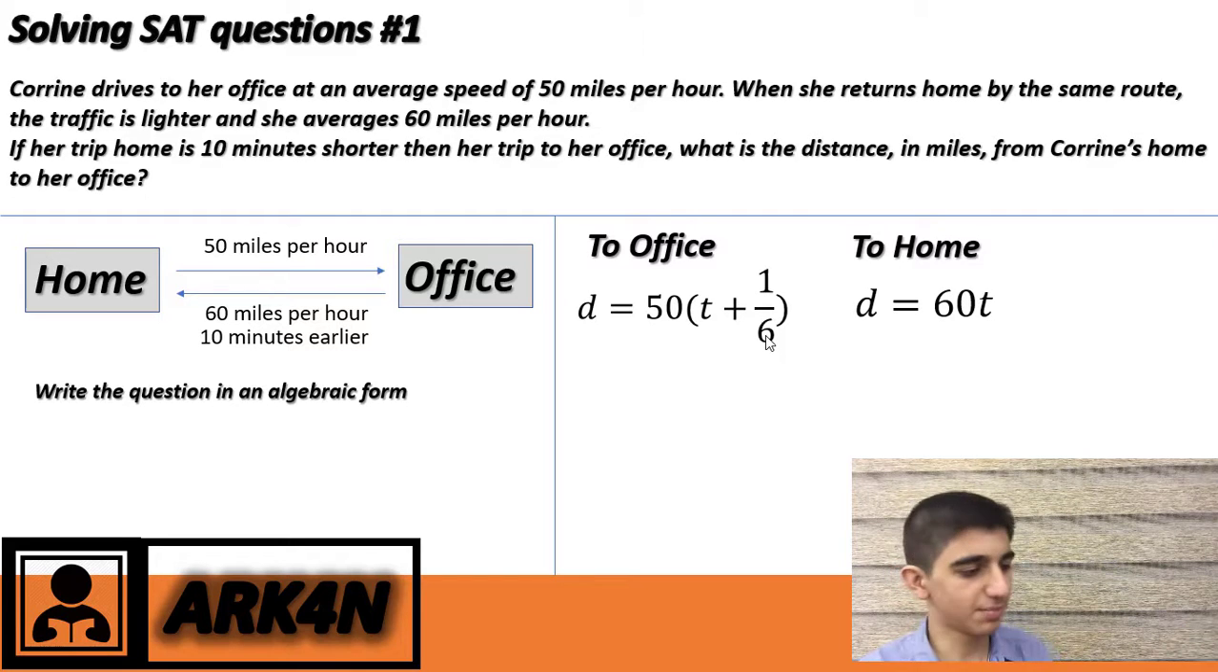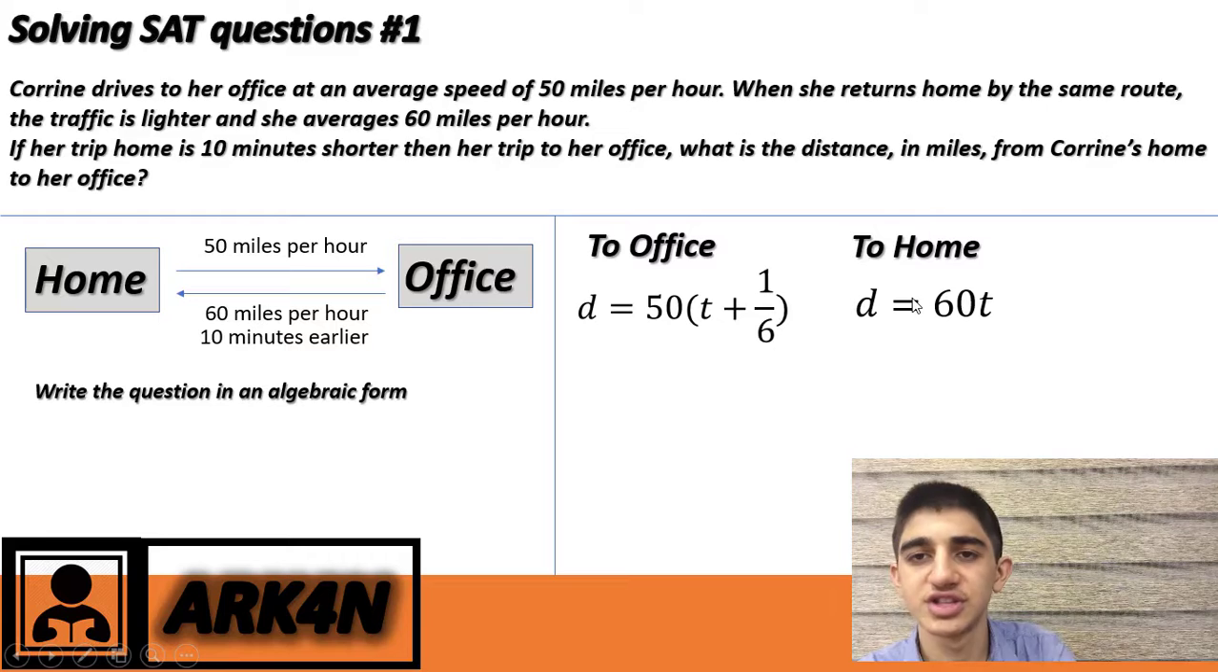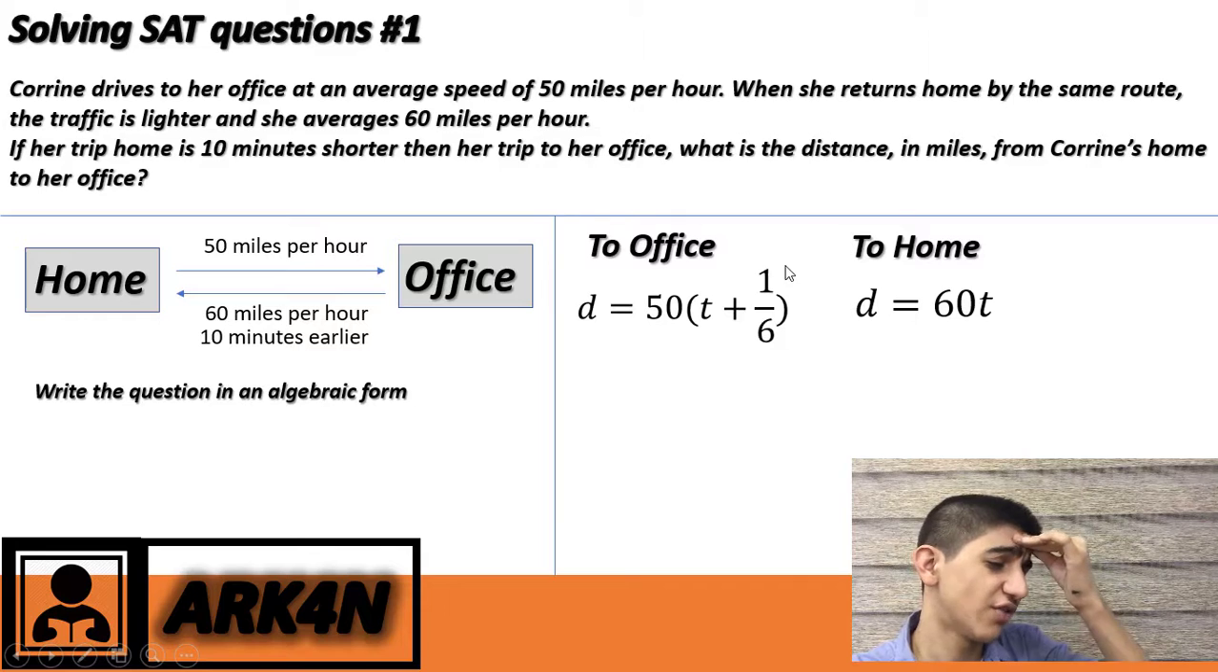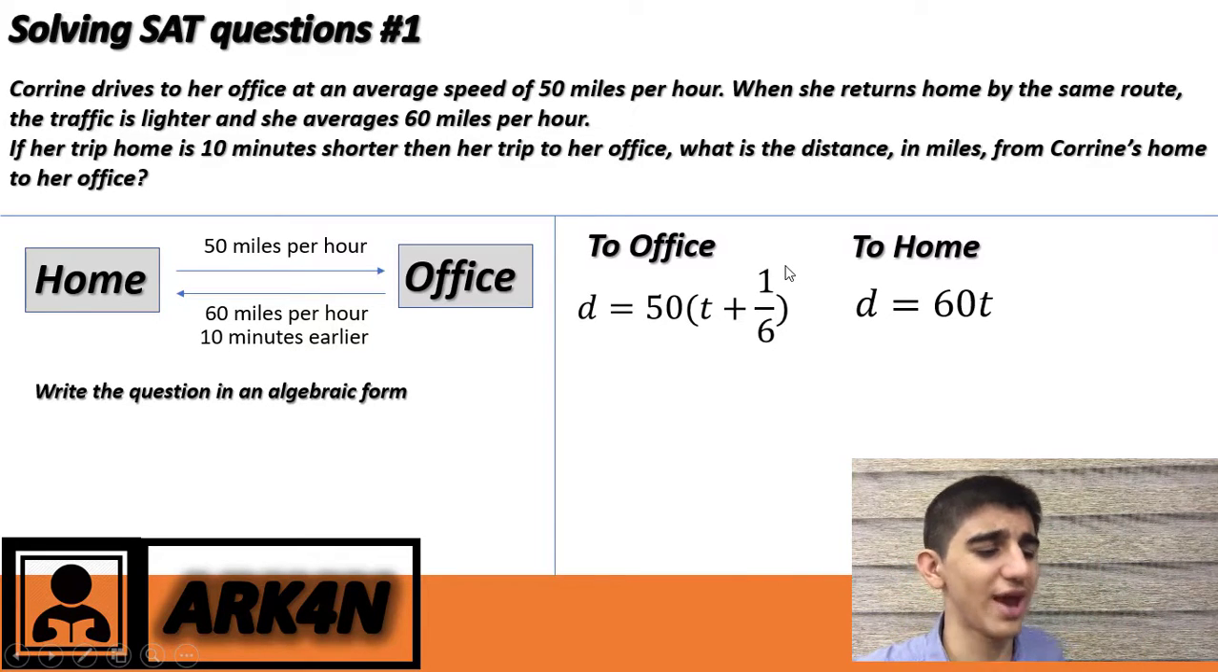To home, simple. Just the 60. You can actually do the different thing. You can say 60 times t minus 1/6. Long story, leave it. Okay, now from office to home, you have the same thing. It's 60 miles per hour. 10 minutes earlier, so we don't need to write minus 10 because we have the plus 1/6 over here. Now we have two equations, two unknowns.